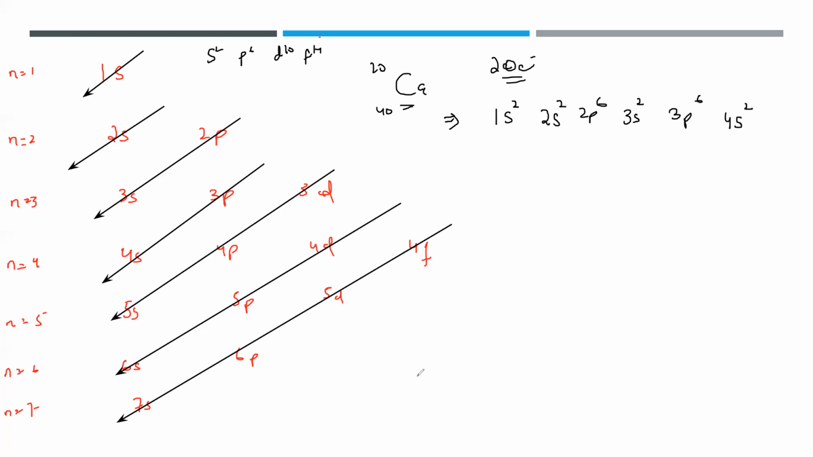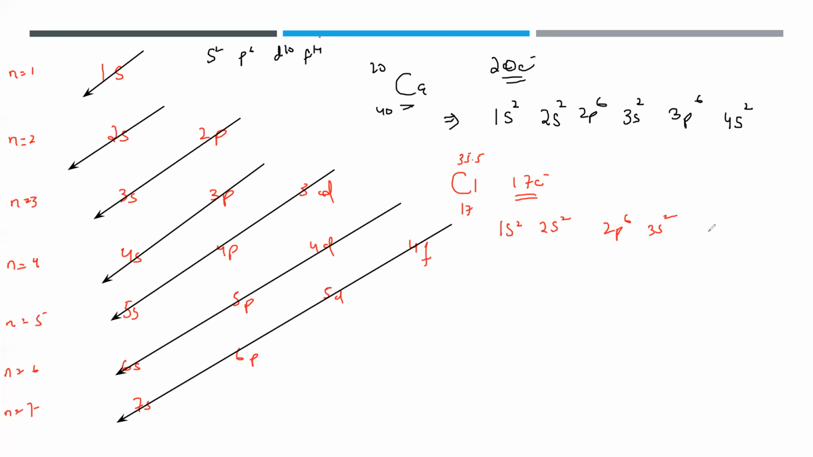Then another example: we want to arrange chlorine, which has atomic number 17 and mass number 35.5. So we have to arrange 17 electrons. How to arrange 17 electrons? It will be 1s2, then 2s2, then 2p6, then 3s2. So right now we have arranged 12 electrons.